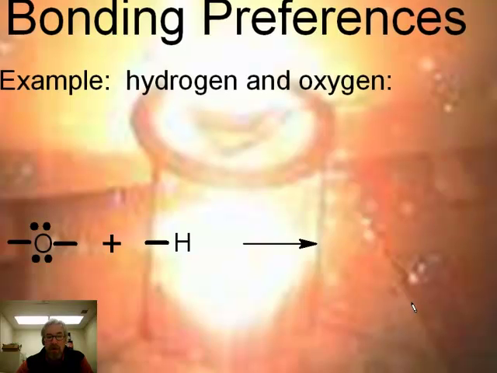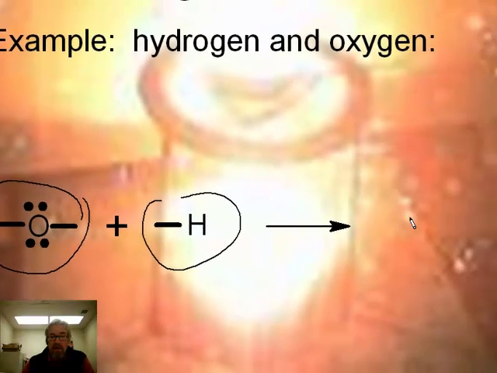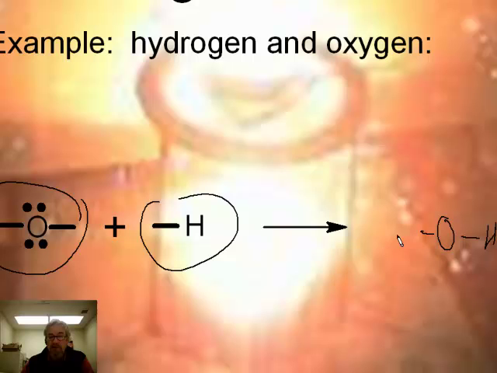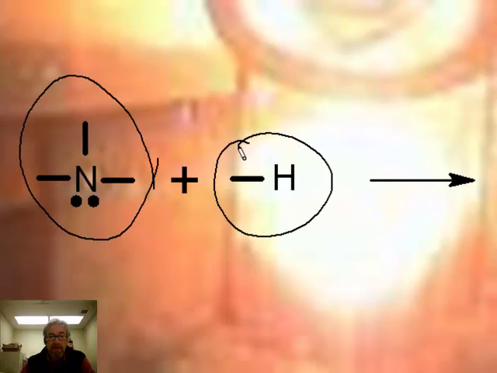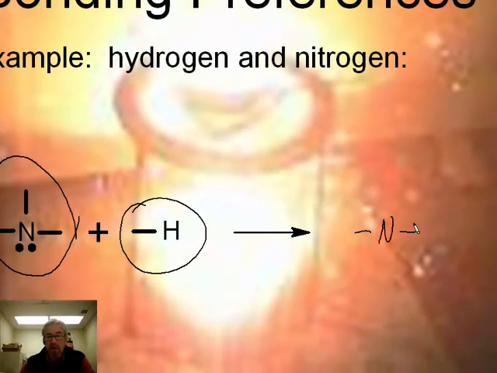Or hydrogen and oxygen. We know that oxygen prefers to make 2 bonds, and hydrogen prefers to make 1 bond, so what makes sense is bond 2 hydrogens to 1 oxygen, and you end up with water. That's commonly what happens. Again, that's not the only possible product, but it's a good guess. Or hydrogen and nitrogen. We know that nitrogen is a 3-bonder because it's in column 5. Hydrogen makes 1 bond, and so ammonia, which is NH3, is probably a pretty good combination, most likely to happen.